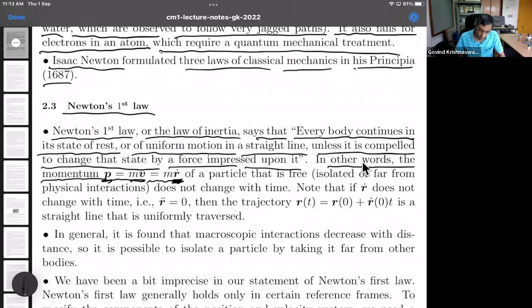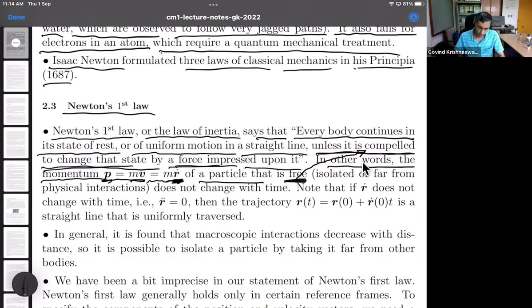Okay, wait a minute. Let me finish reading the sentence and then make my comments. In other words, the momentum P equal to m r dot of a particle that is free. The word free is used to encode this condition. That is, unless it is compelled to change by a force impressed. So if there is no force, we call such a particle free.